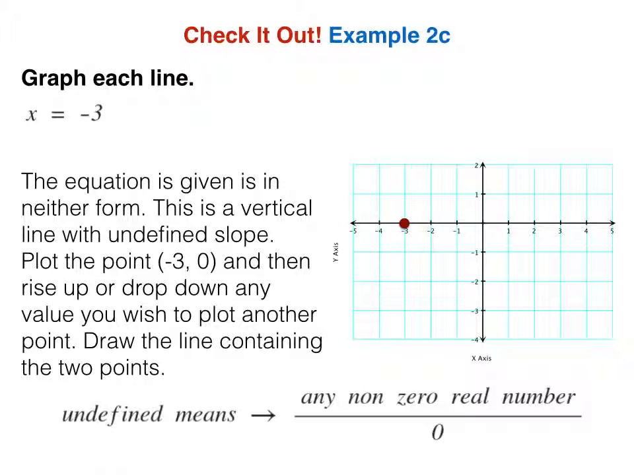So I plot the ordered pair (-3, 0). I choose to drop down 3 because it doesn't matter how much I drop down. And this is the vertical line. There will be no run, so I draw the line through the points. This is why the slope that is undefined is always vertical.